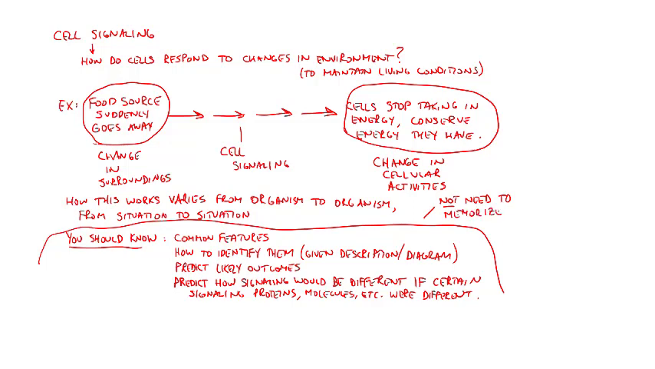You do not need to know the details of each pathway. So I'm not going to expect you to rattle off a list of everything that happens during insulin signaling. I think that's pointless. What you should be able to do is identify common features between insulin signaling and, say, glucagon signaling, be able to identify which feature of cell signaling is being shown in a diagram, predict what the outcomes of that signaling would be, which is going to depend on what the change in the situation is, and then predict how that signaling might be different if you were to change the function of one of the molecules that's involved in that signaling.